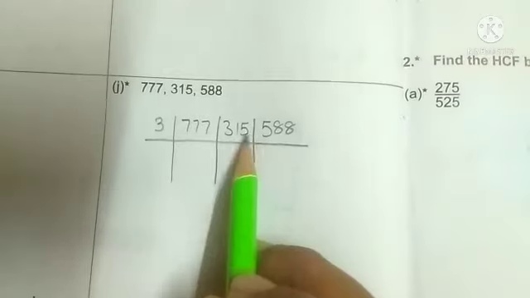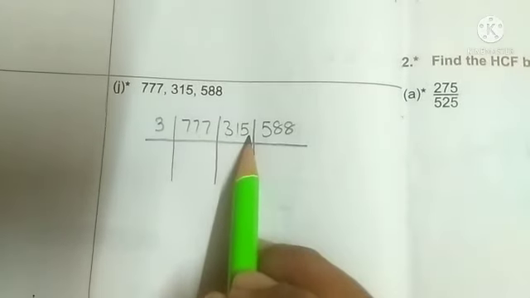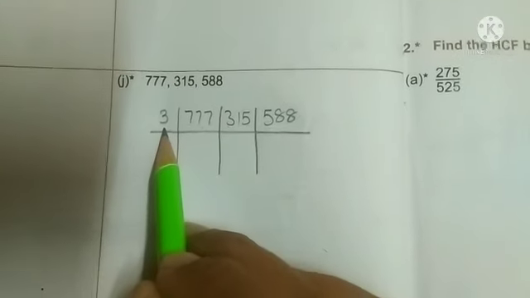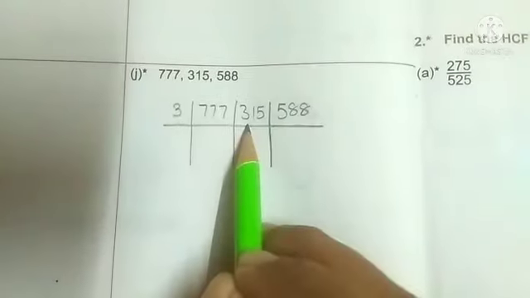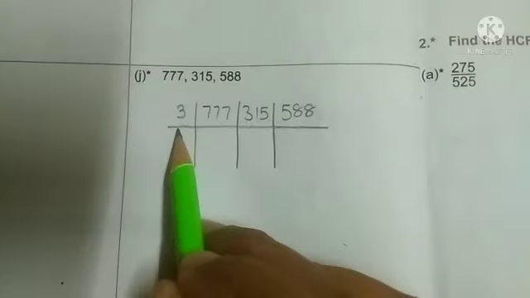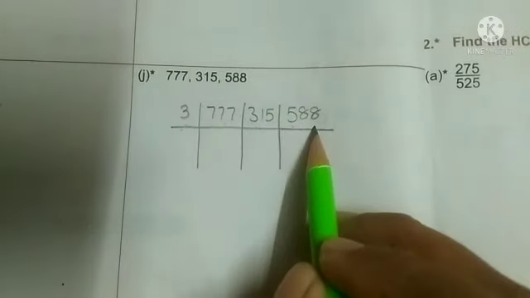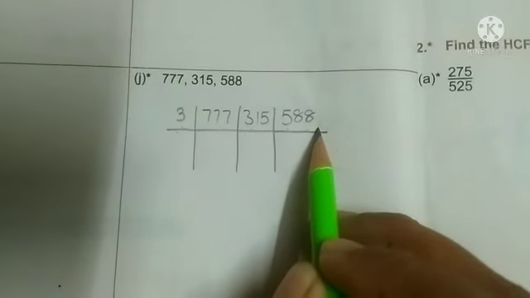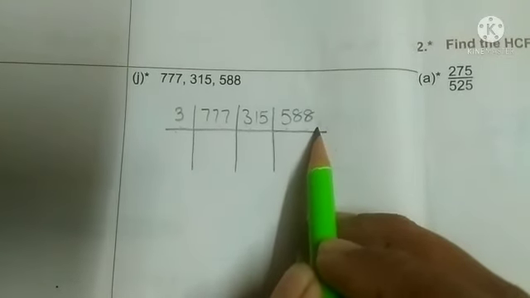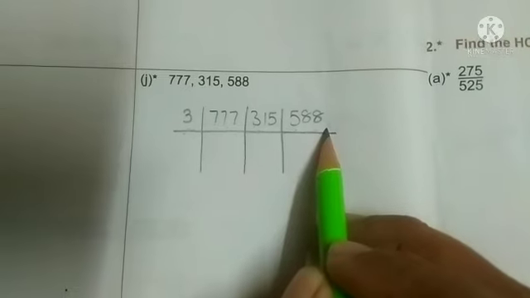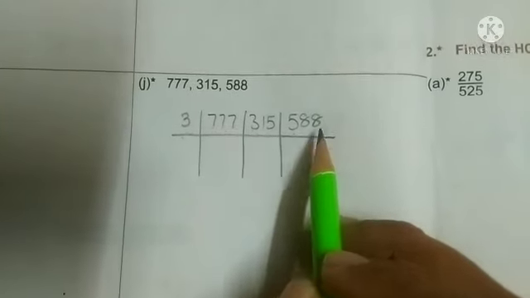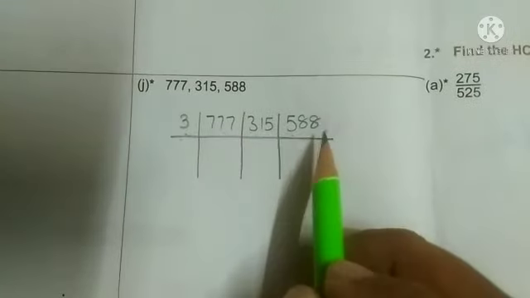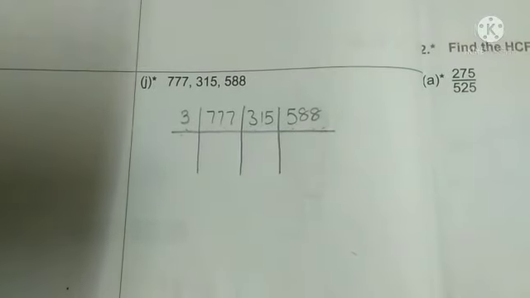315: 3 plus 1 is 4. 4 plus 5 is 9. So is 9 there in your 3's table? Yes. So 315 is divisible by 3. 588: again 5 plus 8 plus 8. What will you get? So again here you will get 21. So again that 21 is there in your 3's table. So 588 is divisible by 3.